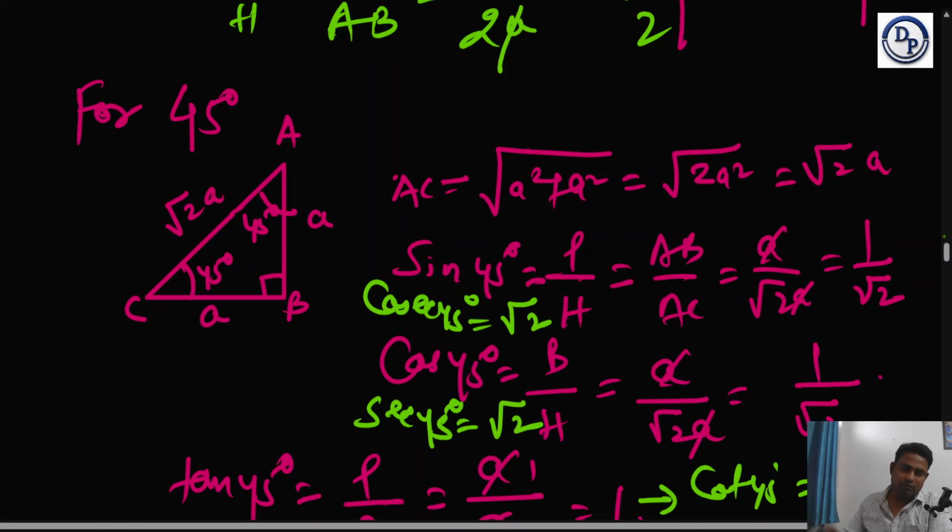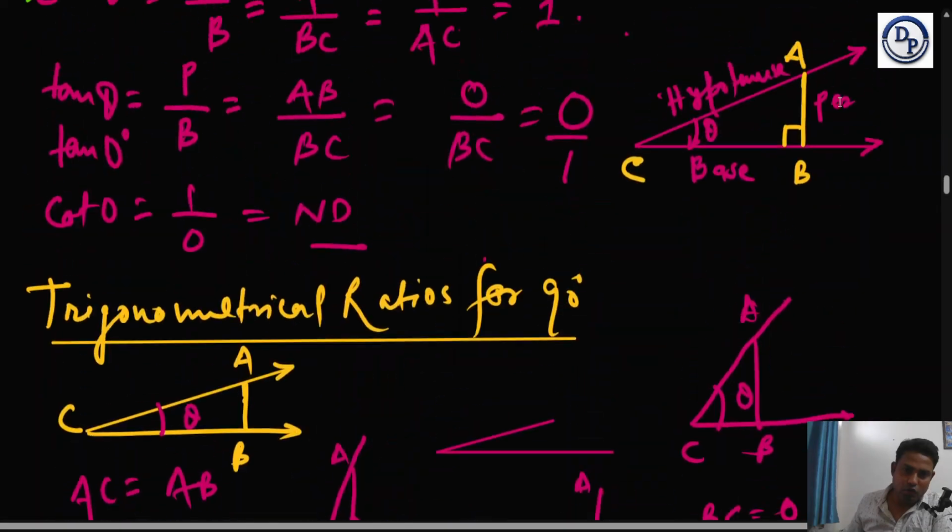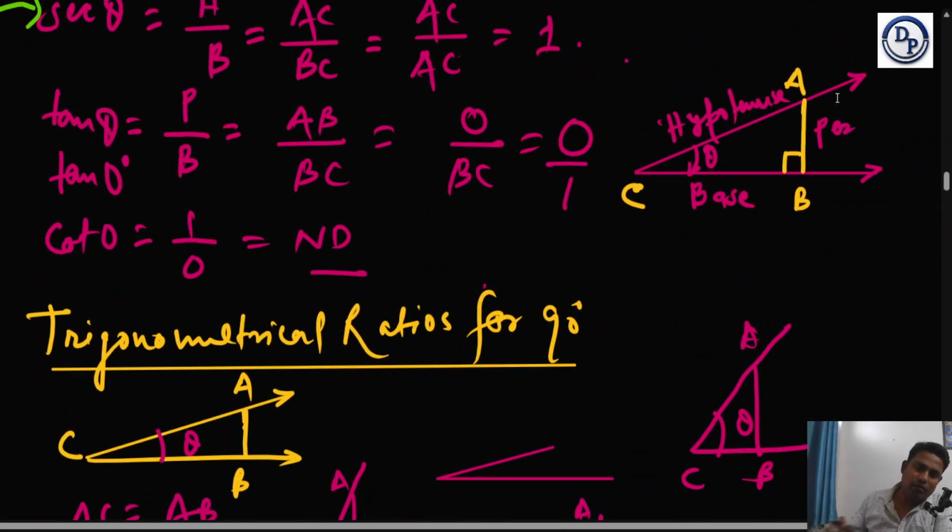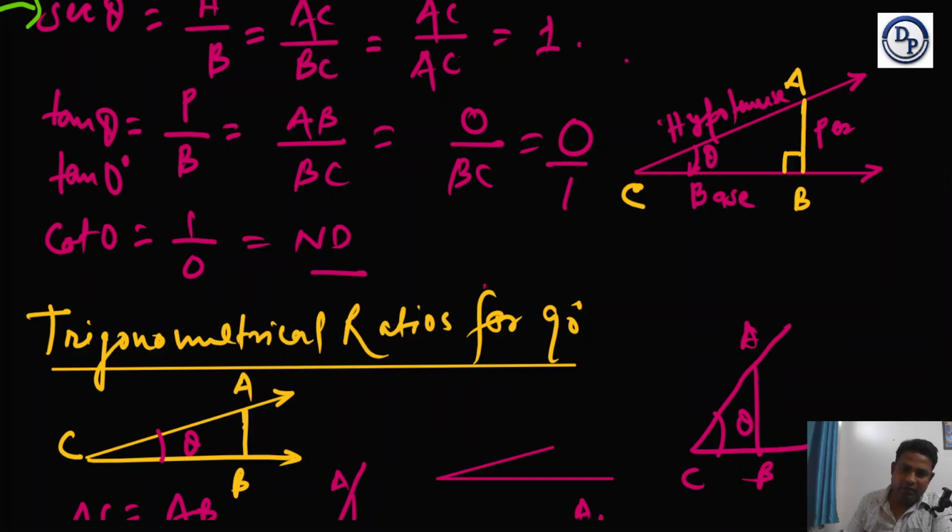So this is the method we followed to find the values of all these ratios using the angles 0 degrees, 30 degrees, 45 degrees, 60 degrees, and 90 degrees. Okay, this is very important, so please revise all these things.